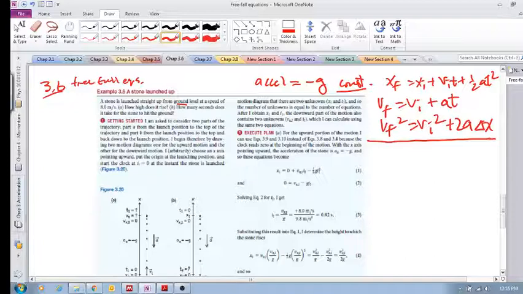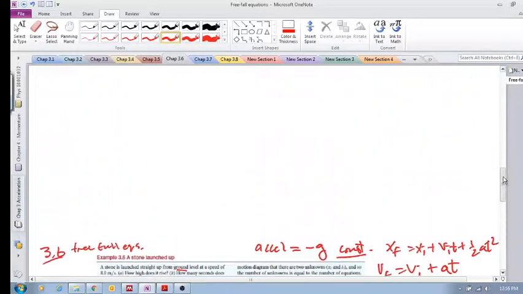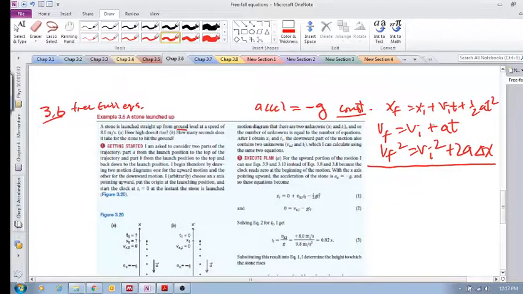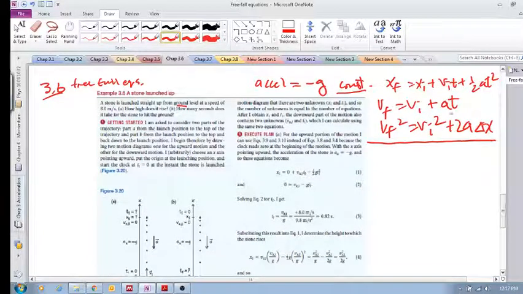So as I said in the previous video, please don't go and memorize equations like this, okay? Just know these three equations and apply them to your specific situation. So these are your generic equations: position as a function of time, velocity as a function of time, and velocity as a function of position. Now take these and apply them to your specific situation.